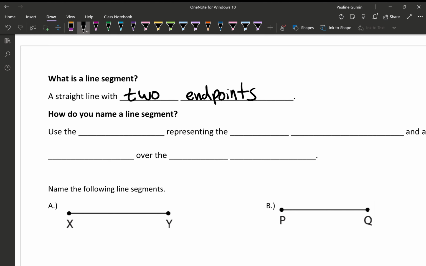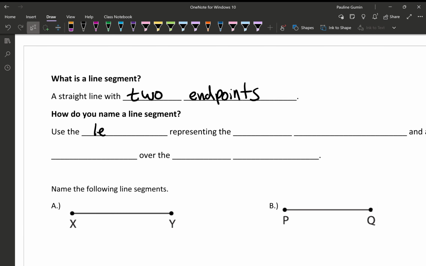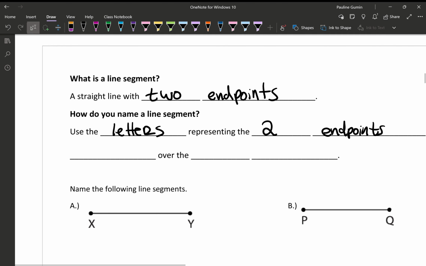How do we name the line segment? Use the letters representing the two endpoints, and add a line over the two letters.